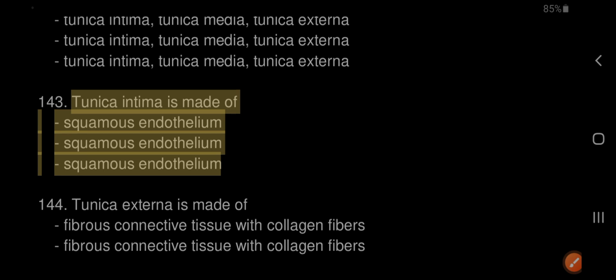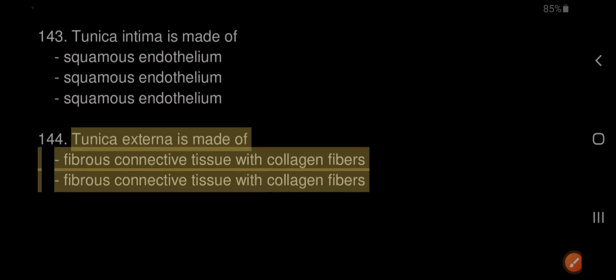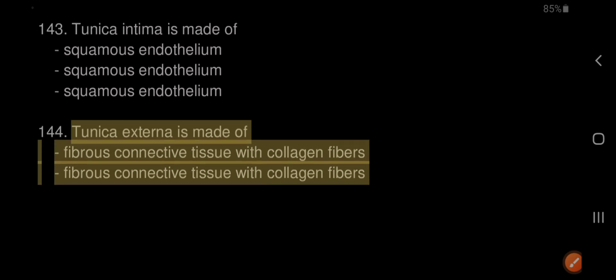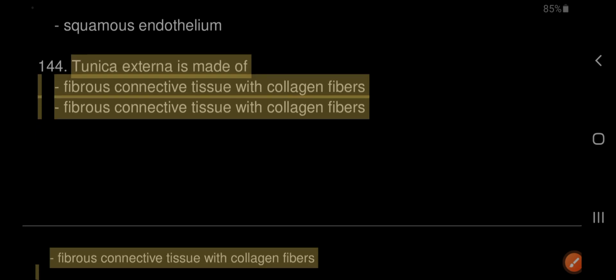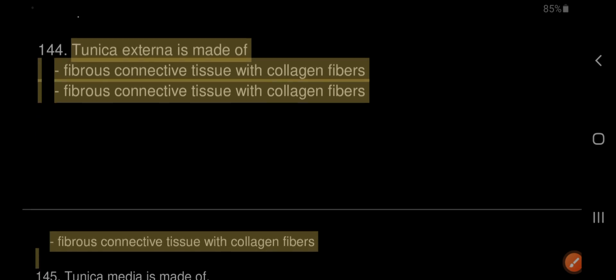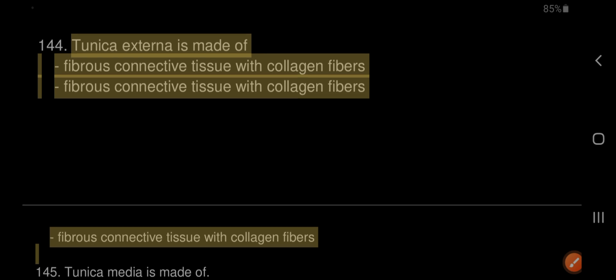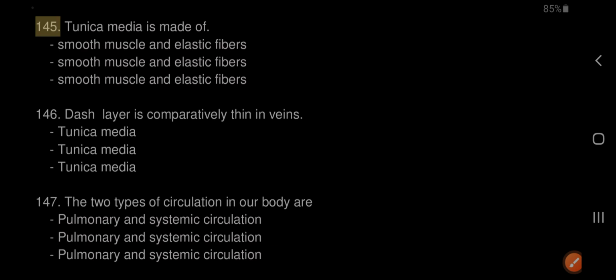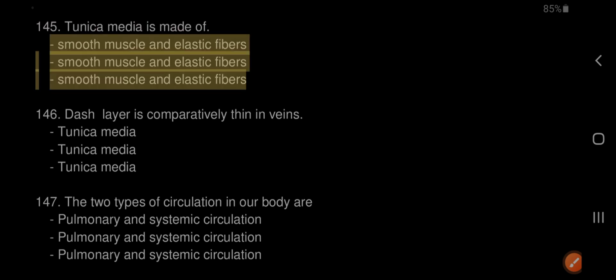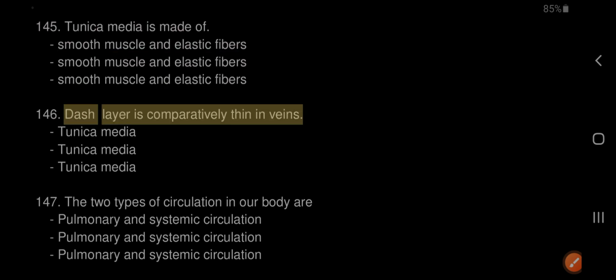144. Tunica externa is made of fibrous connective tissue with collagen fibers. 145. Tunica media is made of smooth muscle and elastic fibers. 146. Which layer is comparatively thin in veins? Tunica media.